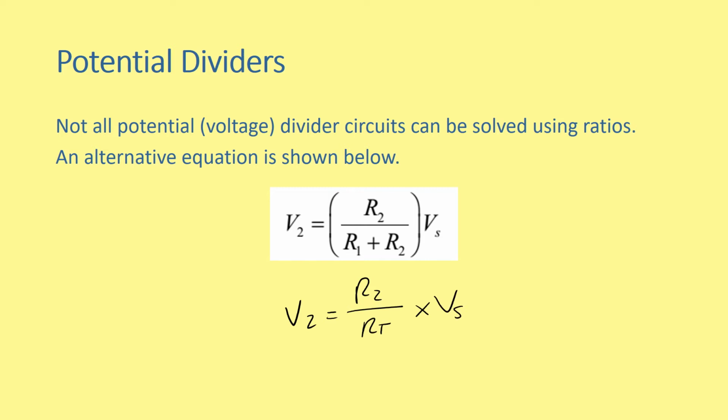Again, it's about proportions. R2 over RT represents the ratio of the resistances. So we're finding out what part of the total resistance is taken up by R2. If R2 takes up a quarter of the total resistance, then V2 will be 1/4 of the total voltage supply. So by working out R2 over RT, we're working out what portion of the total resistance is taken up by R2, and that will tell us what portion of the total voltage is across V2.